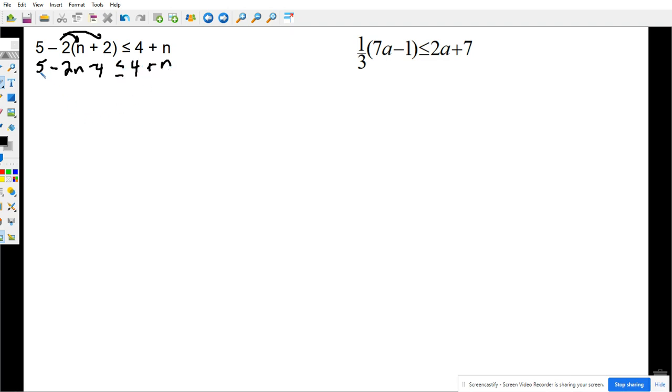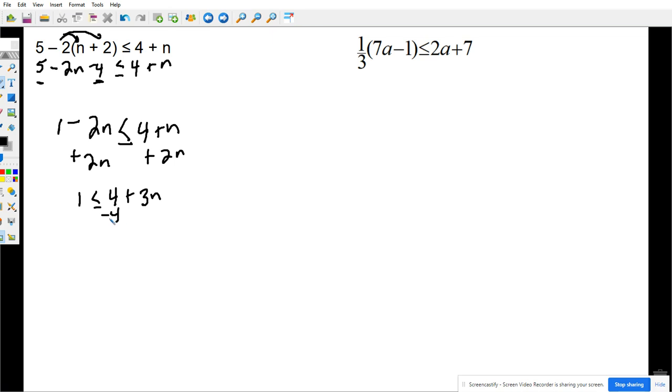On the left-hand side, I have like terms. I've got this 5 and this minus 4, so I've got 1 minus 2n is less than or equal to 4 plus n. I'm going to get the n's on one side. I'm going to choose to move the n's to the right side. I'm going to add 2n. So that would give me 1 is less than or equal to 4 plus 1n plus 2n is 3n.